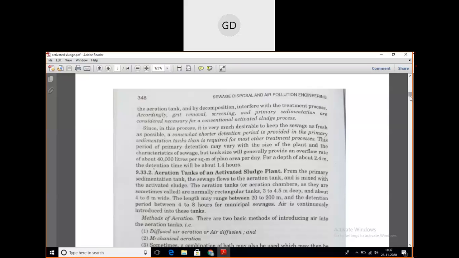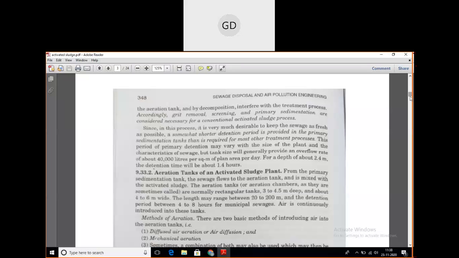But before going to the methods, you see the sewage effluent from the primary sedimentation tank goes to the aeration tank, isn't it? In that aeration tank, it is mixed with the activated sludge. So the mixing is done there. The aeration tanks are normally rectangular in shape, and they are 3 to 4.5 meter deep. They are also 4 to 6 meter wide.